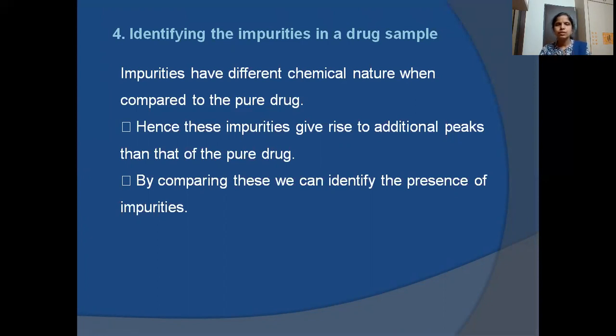So both the spectra we have to take. We have to take the spectra of both the pure drug as well as the impure drug. Then we have to compare both. So in impure drug, we will have extra bands, so that indicates that it is having some impurity in it. So these are the applications.